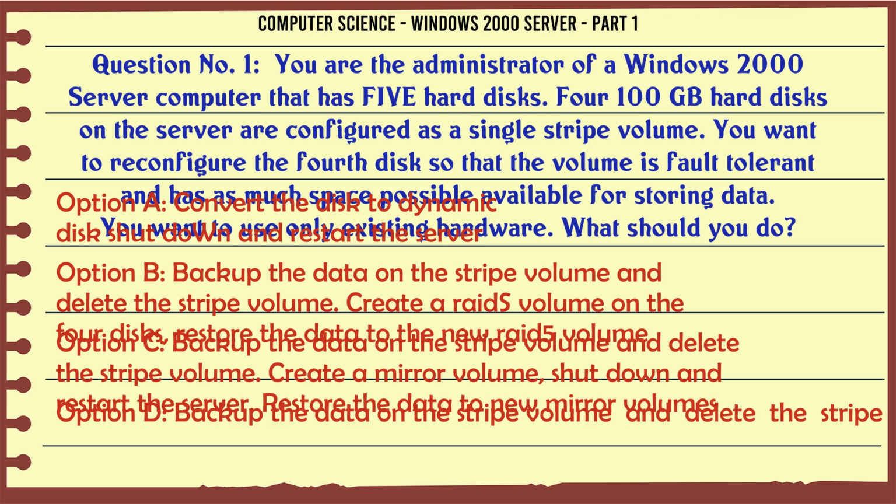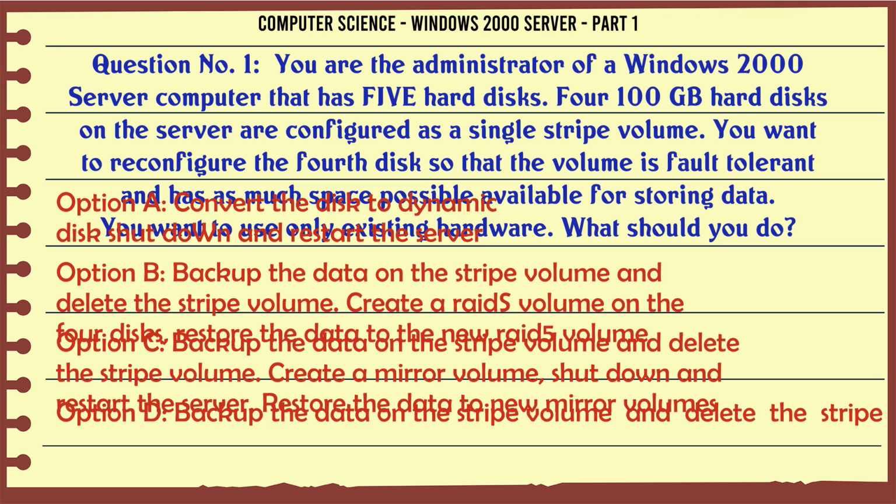What should you do? A. Convert the disk to dynamic disk, shut down and restart the server. B. Backup the data on the stripe volume and delete the stripe volume. Create a RAID 5 volume on the 4 disks. Restore the data to the new RAID 5 volume.